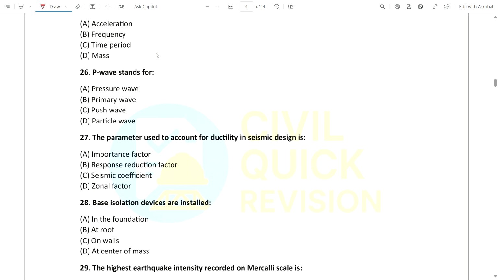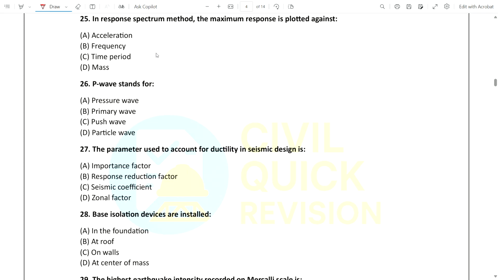Now question number 25. In response spectrum method, the maximum response is plotted against acceleration, frequency, time period, or mass. In response spectrum method, the maximum response is plotted against time period.